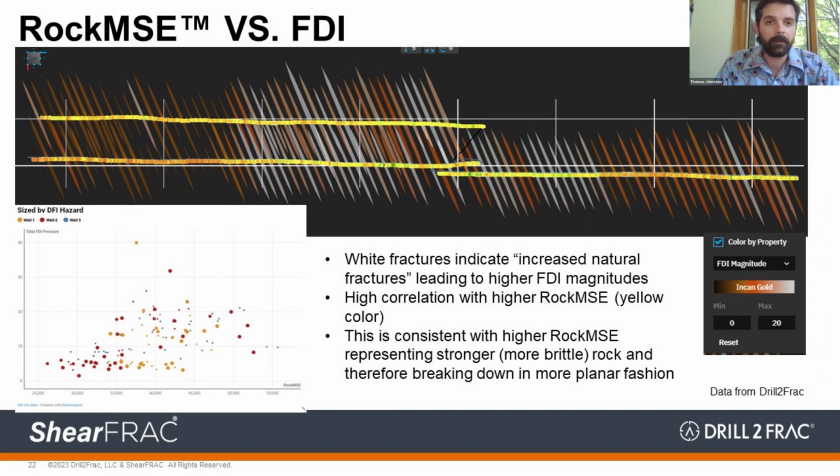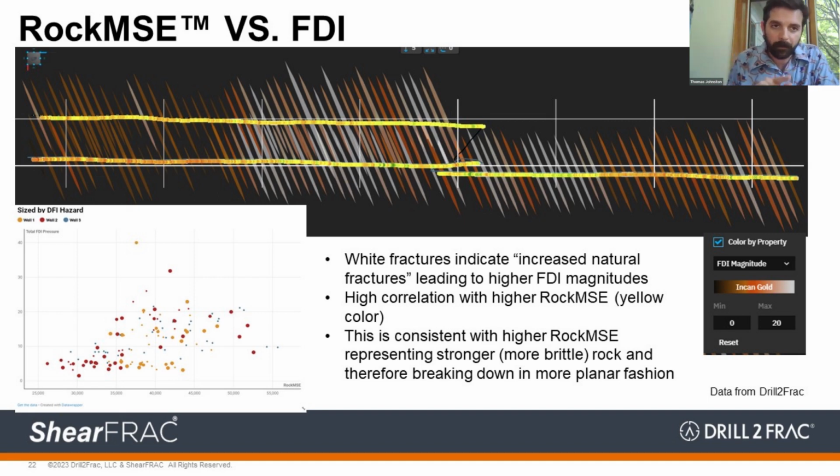So here you can see the accuracy or the usefulness of the Drill2Frac rock MSC log. If you just look at that child well, the bottom left one right now, you can see where we have white fractures, that's where we have larger FDIs. And you can see that that very much lines up with the yellow rock MSC, it's a higher rock MSC. We've got a more brittle rock, we're breaking into it a little harder, and we're creating more planar fracture initially, and that's running away. And so we have to work a little bit more on our FDI mitigation.